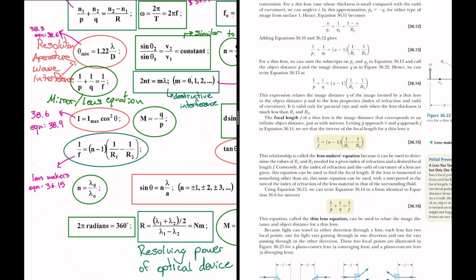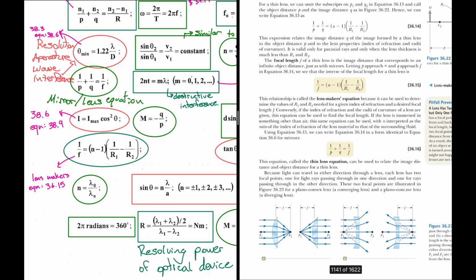The focal length f of a thin lens is the image distance that corresponds to an infinite object distance, just as with mirrors. Maybe you haven't done a problem with that, but there's a scenario where if you place an object at the focal point, the image forms at infinity because the light rays are parallel and they never converge. Anyway, letting P approach infinity and Q approach f in equation 36.14, which is the one just above, we see that the inverse of the focal length for a thin lens is this, the Lensmaker's equation.